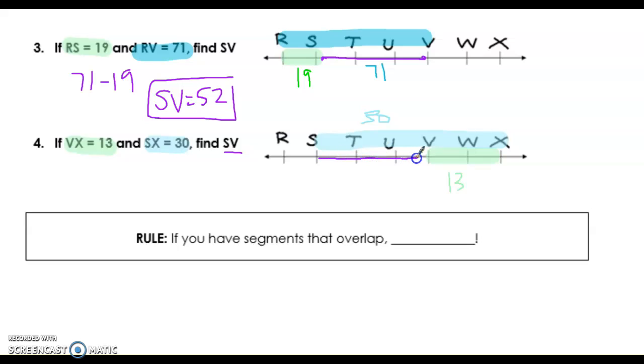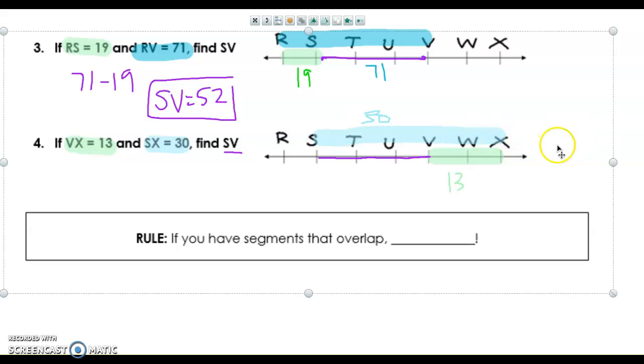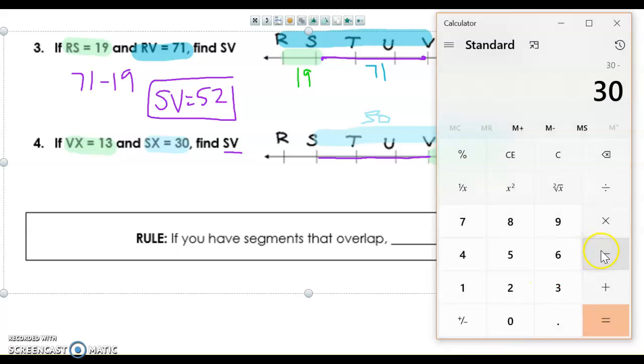So SV is from here down to here. Again, I know that this whole blue is 30. And if I were looking for just the length from S to V, I'm only looking to measure this, right? If this whole thing is 30, and I'm taking away this amount to span from S to V, I'm taking away this green amount, right? Which is the value of 13. So I would be taking away, or subtract is what take away means. So 30 minus 13 would be your computation to figure it out. So 30 minus 13, and you get the answer of 17.